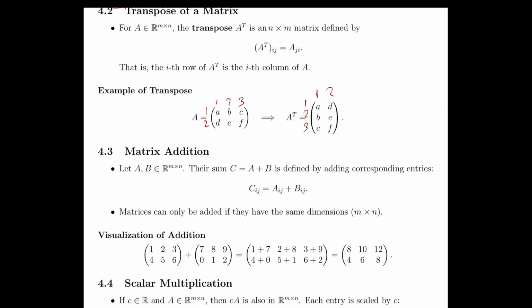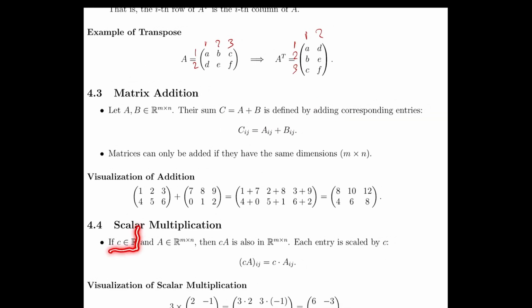That means that if A and B belong to R^(m×n), here it means that in A sub ij, i can be any number from 1 to m, and j can be any number from 1 to n. And for each position of the matrix, you add them element-wise to get the addition matrix.